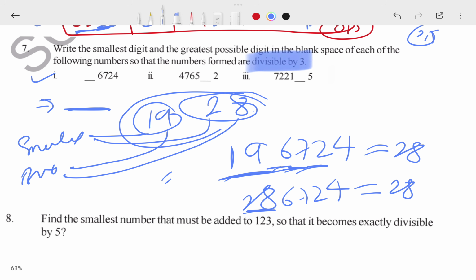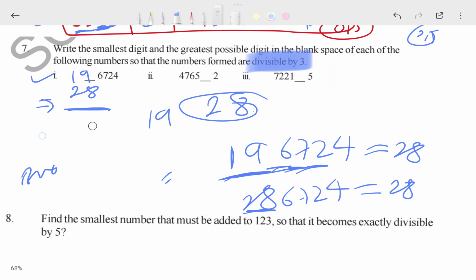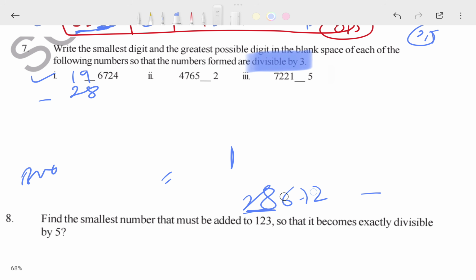So you can write any one, you can write 1 9 also, or otherwise you can write 2 8 also. Okay, right? So is it clear to you? Right, so let's talk about the next one.